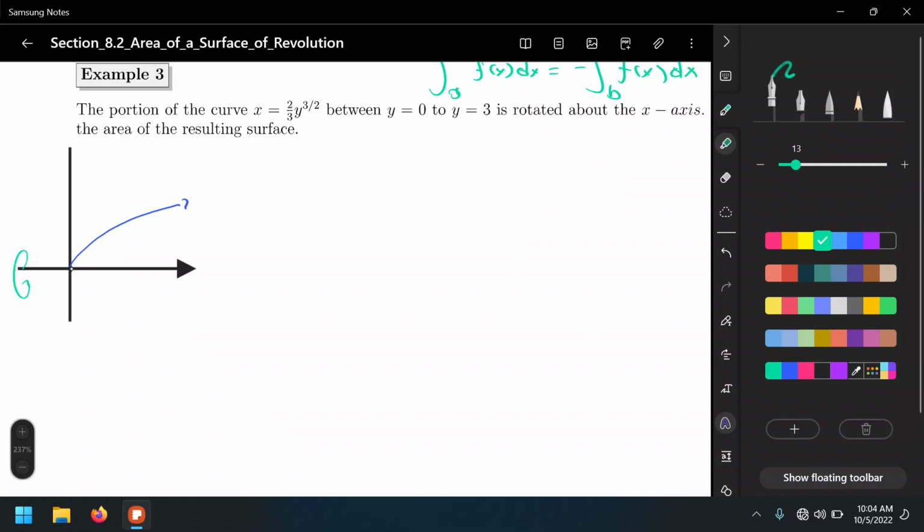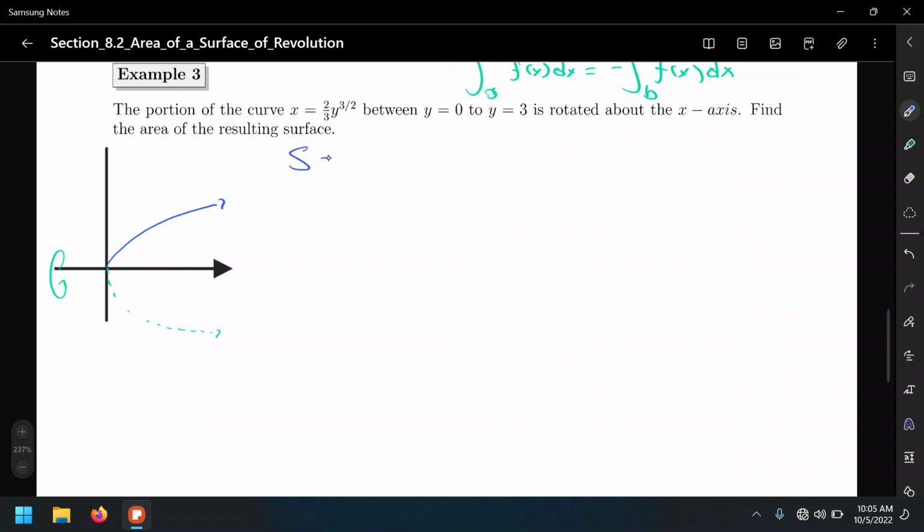That's going to result in getting this solid of revolution. Alright, in this case, let's set up a formula to find the surface area. That's called big S equals 2 pi integral.